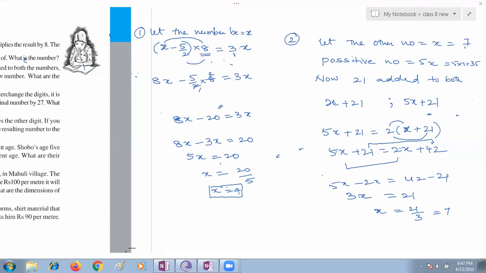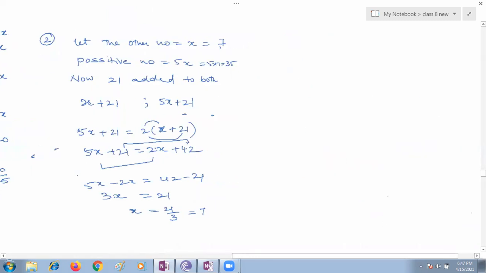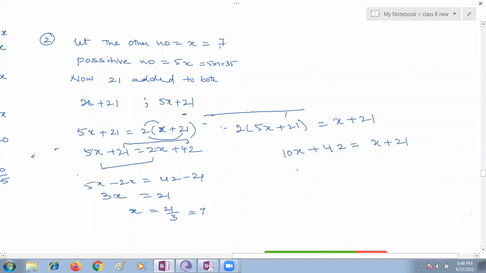What is the thing? We will check that part also now. Shall we check, children? Yes, ma'am. You're supposed to try the other ways. Till here it is same. Coming to here, 2 times of 5x plus 21 is equal to x plus 21. If I take like that, 10x plus 42 is equal to x plus 21.